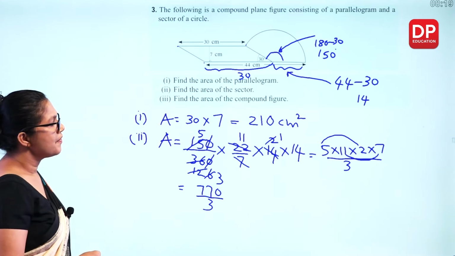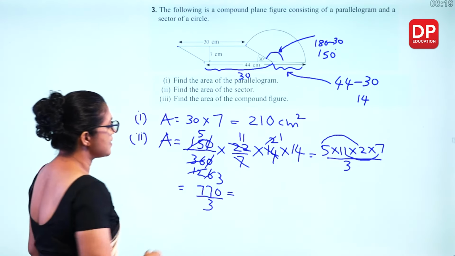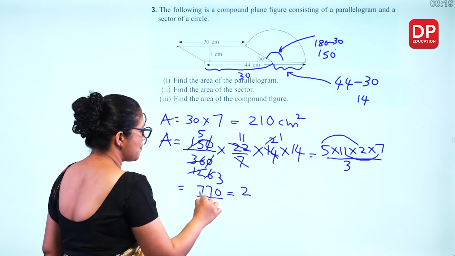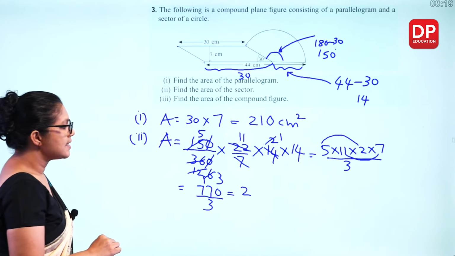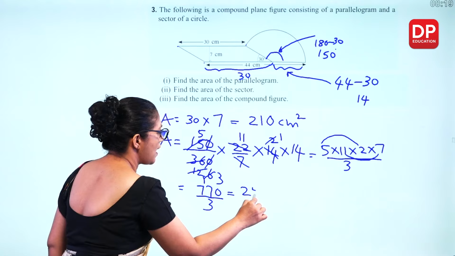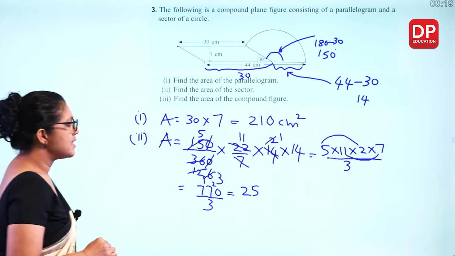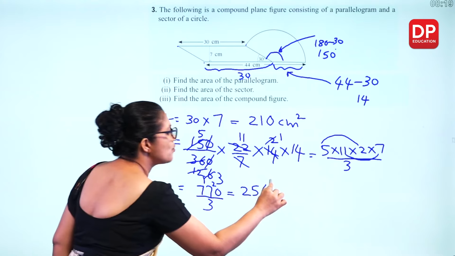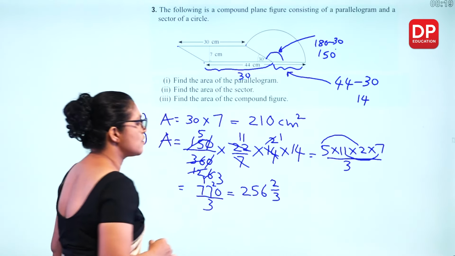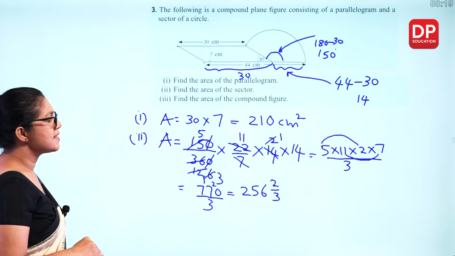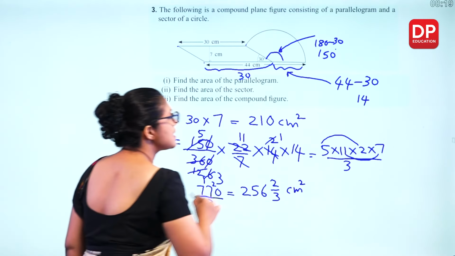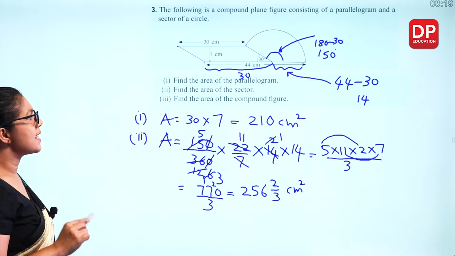Divide by 3. So what is 770 divided by 3? 3 times 2, 6. For 17, 3 times 5, 15. You get 20. 3 times 6, 18 and 2 remaining. So 2/3, you are getting 256 2/3 square centimeters for the area of the sector.